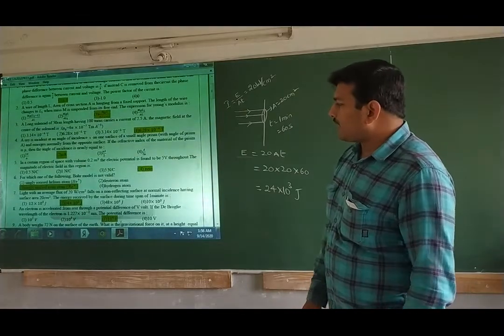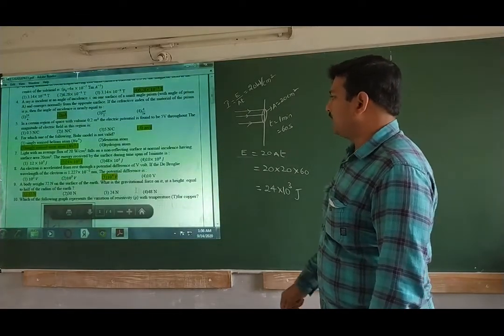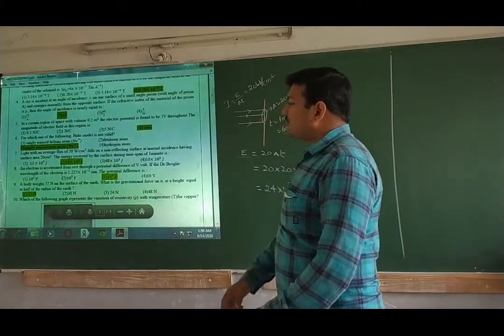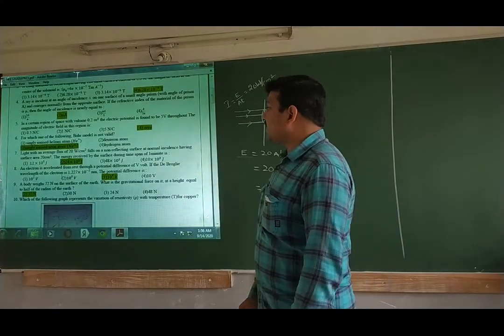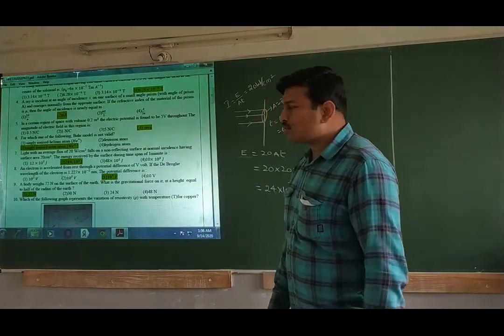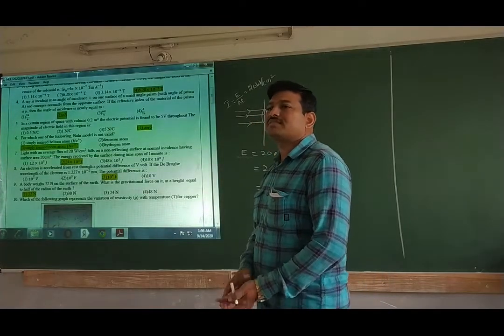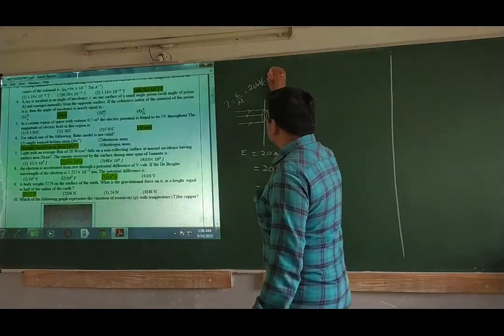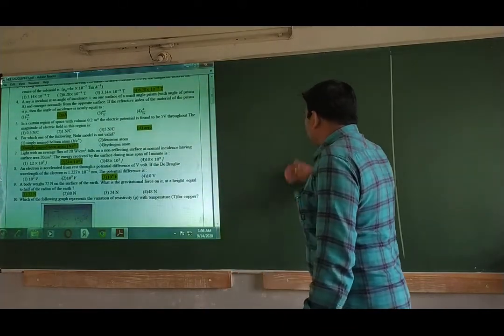Next one. The 8th question is here. An electron is accelerated from rest through a potential difference of V volt. If the de Broglie wavelength is 1.227 into 10 power minus 2 nanometer, the potential difference is. It's the most common and standard question that appears every time in competitive level exams.